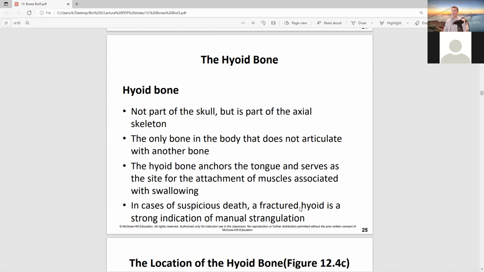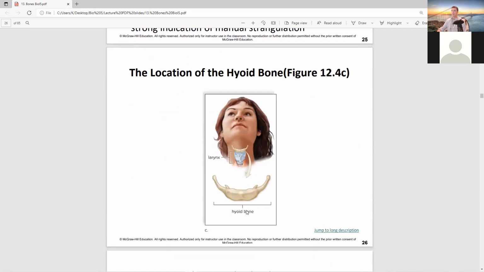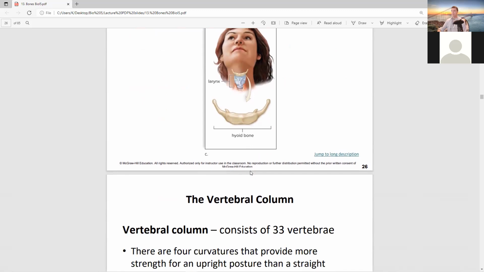The hyoid bone is not part of the skull, but is part of the axial skeleton. It is the only bone in the body that does not articulate with another bone. The hyoid bone anchors the tongue and serves as a site for the attachment of muscles associated with swallowing. In cases of suspicious death, a fractured hyoid is a strong indication of strangulation. So that's shown here where the hyoid bone is.